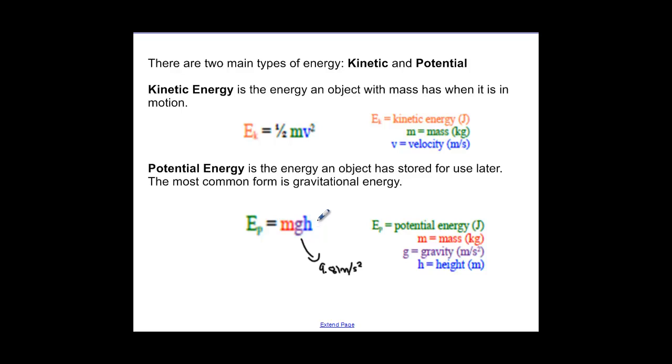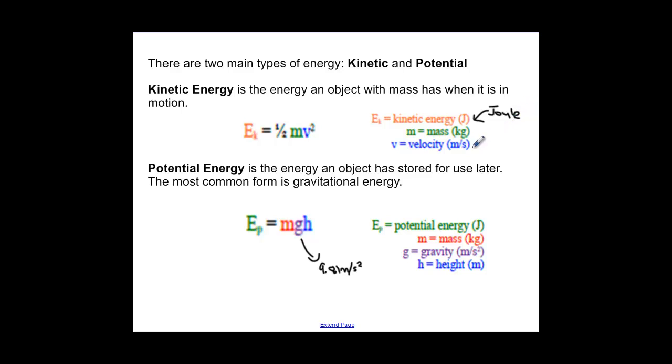Units are important. You have to have mass in kilograms for sure. Height needs to be in meters. If you're using velocity, it has to be in meters per second. In terms of resultant units, energy is measured in joules. Joule, named after a famous scientist, of course.